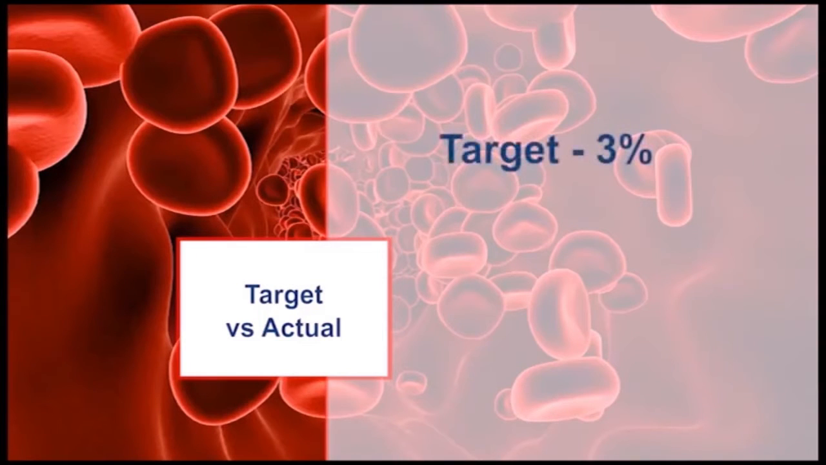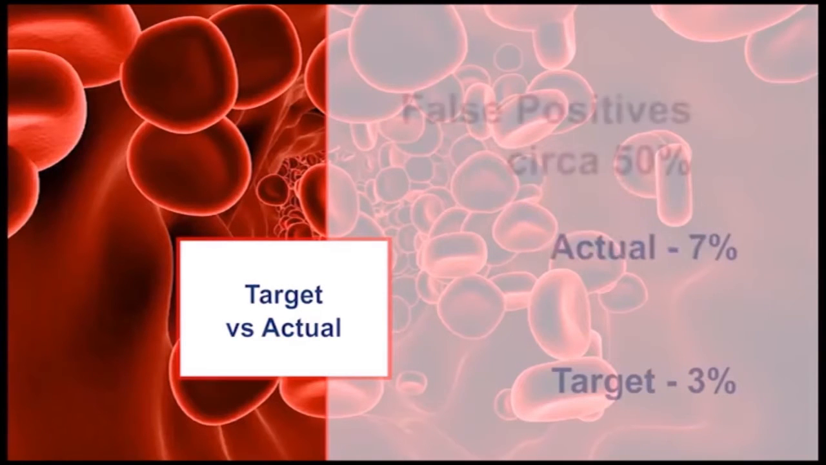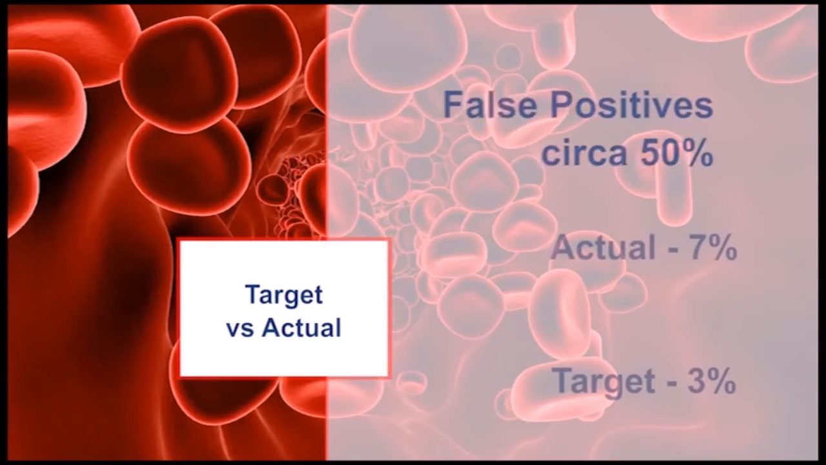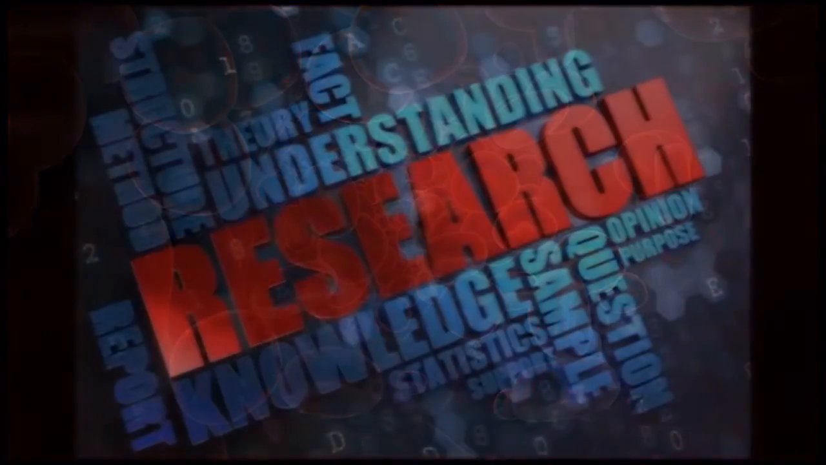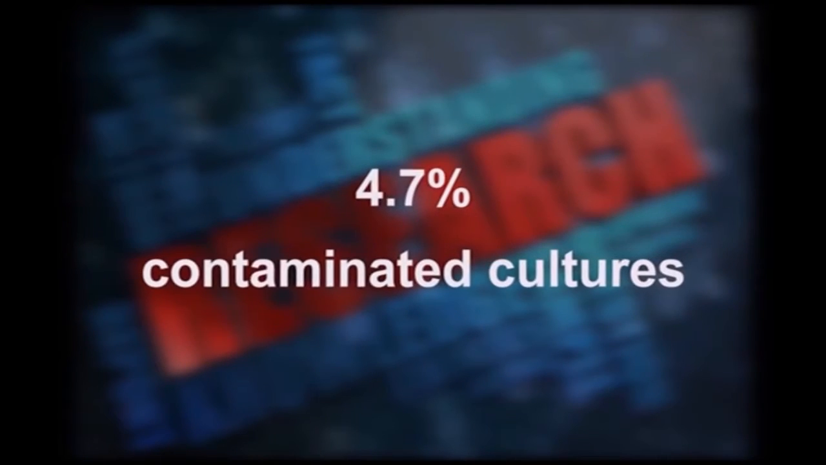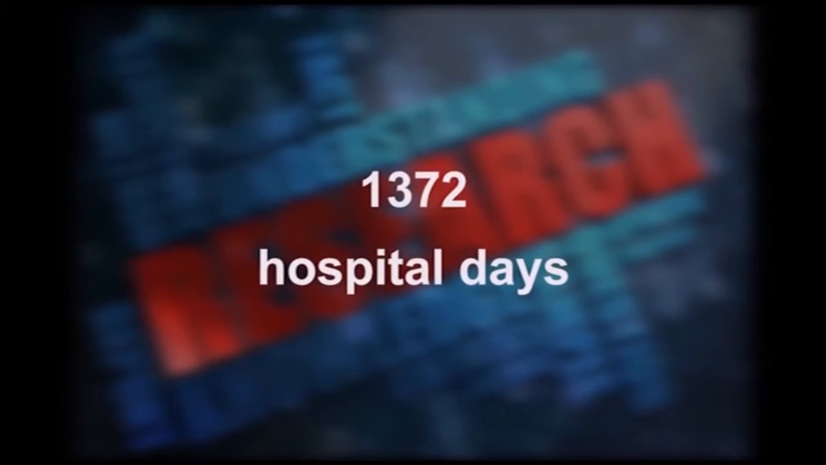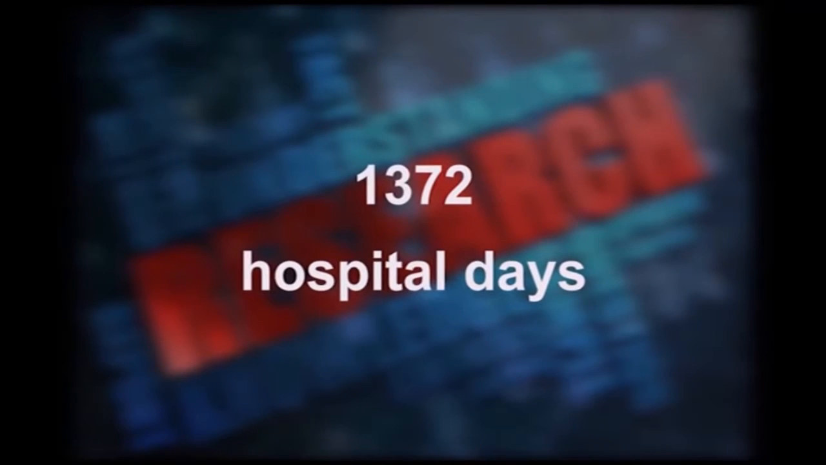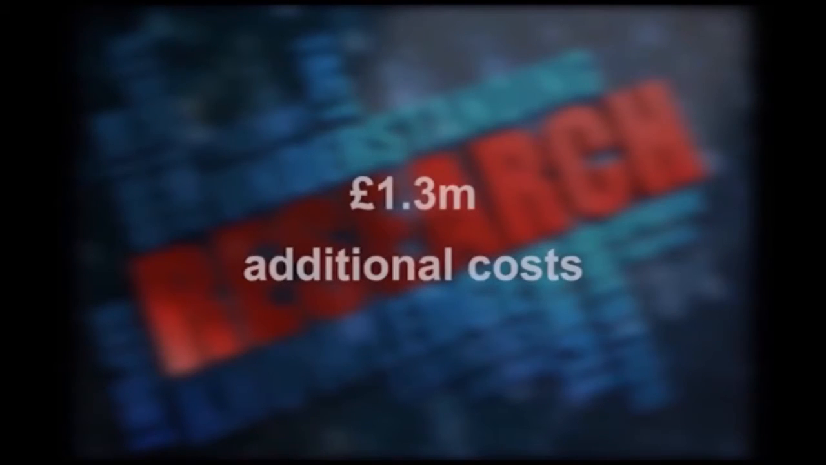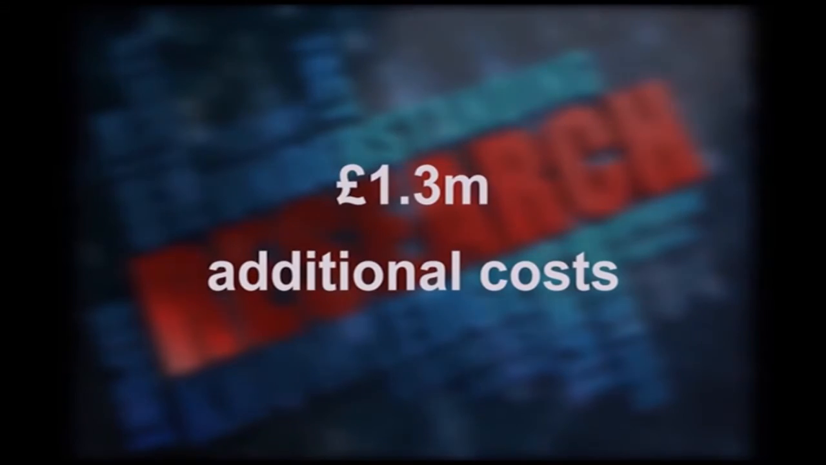Although it has been recommended that the target rates for blood culture contamination should not exceed 3%, the contamination rate for many institutions may be much higher than this. A study carried out in Antrim from 2007 to 2008 found that 4.7% of blood cultures were contaminated, and that false positive results added 1,372 hospital days and incurred detrimental additional hospital costs of £1.3 million per year.